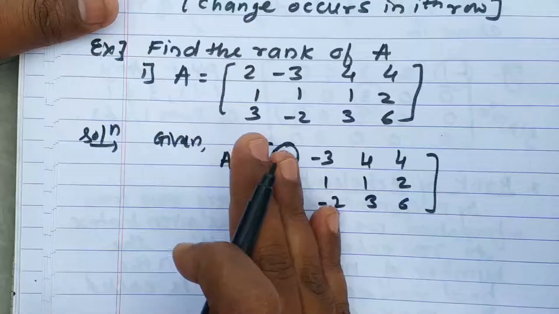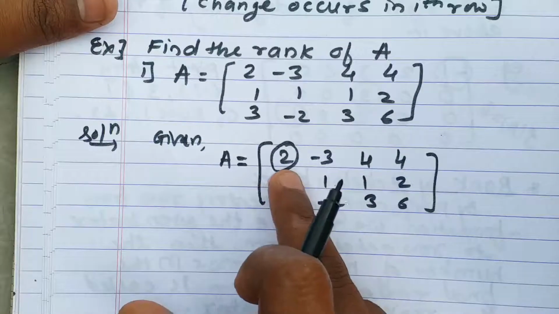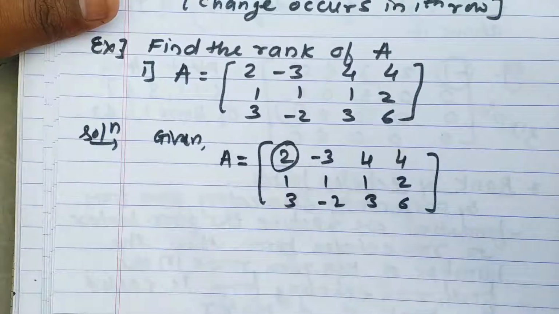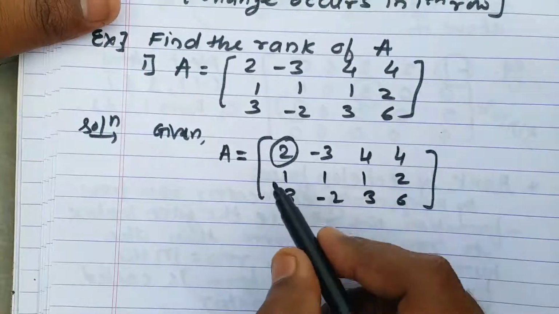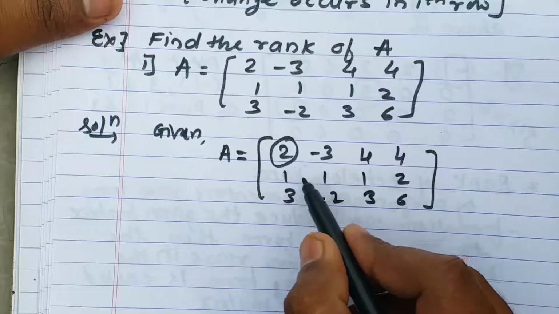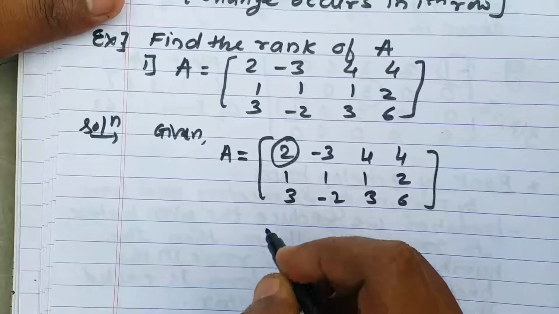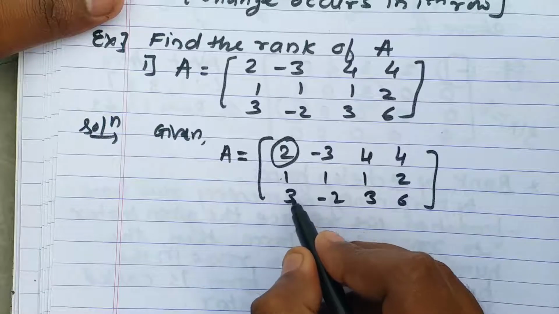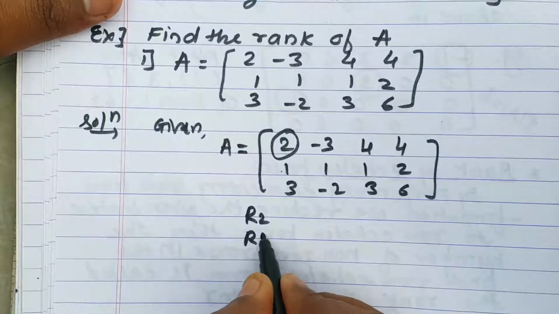So for getting the next row's pivot entry, we must have a 0 here. We should not have a non-zero entry here, because we have that entry on the right in the case of row echelon form. So for getting row echelon form, we need to convert these 2 entries to 0. So we have to change row number 2 and row number 3.